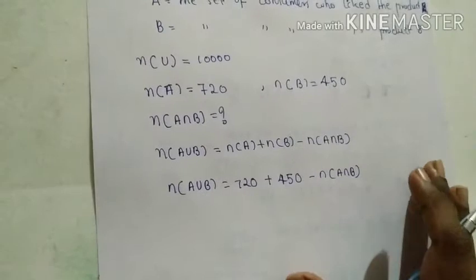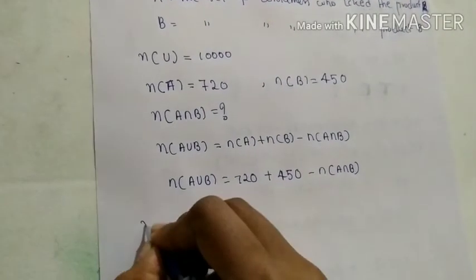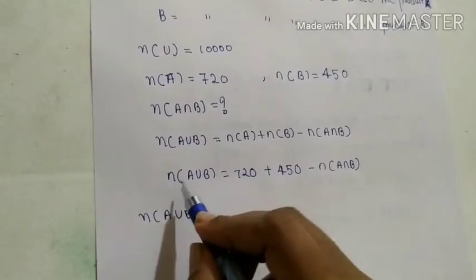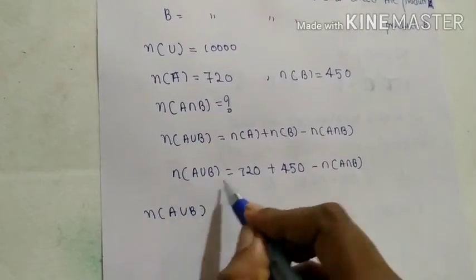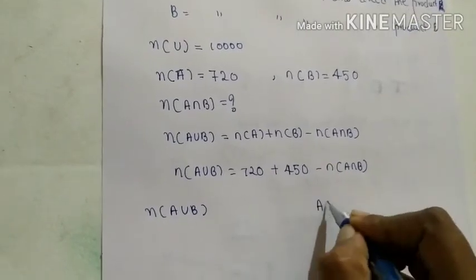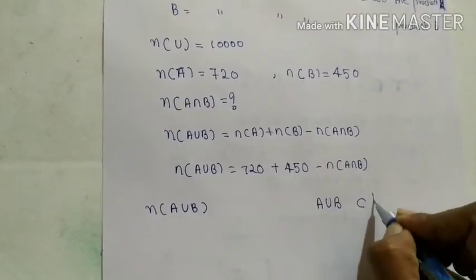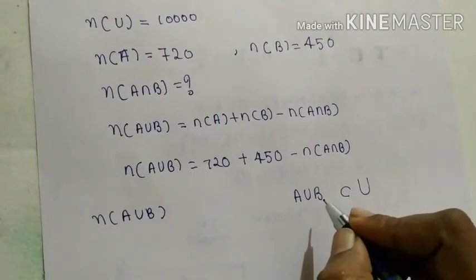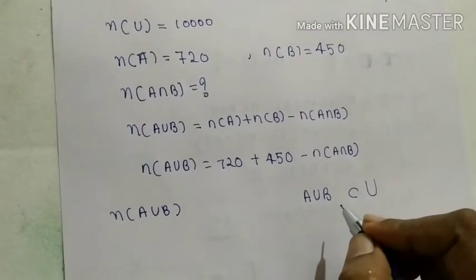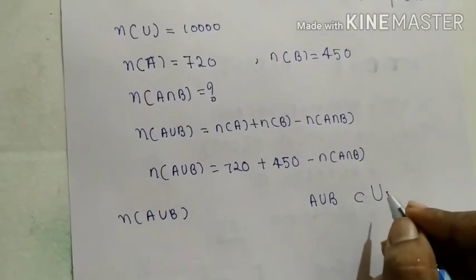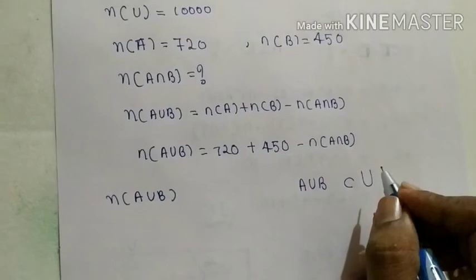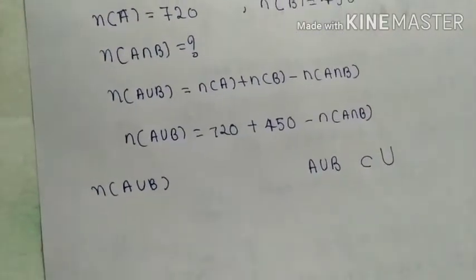So let us observe, we know that n of A union B is maximum when n of A intersection B is least. A union B is a subset of universal set. That means every element of A union B is also an element of universal set, so we say that A union B is a subset of universal set. Okay. I hope you understood.